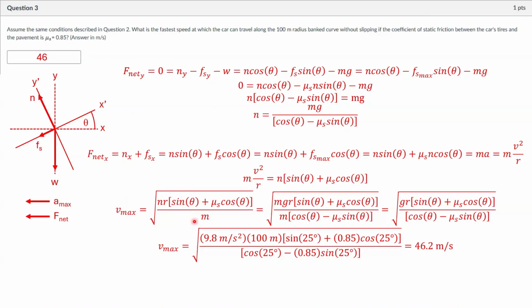Right, so this was simply over here, v max is just a rearrangement of this equation such that the m went in the denominator, the r went up in the numerator, the rest of this is just up in the numerator, and I took the square root to get rid of the squared on the v.